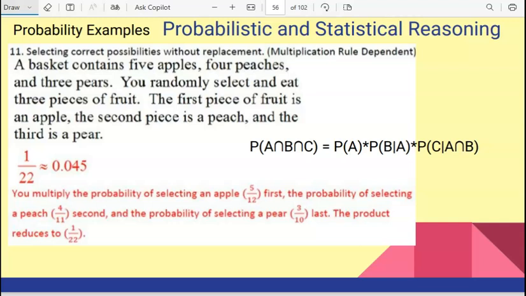A basket contains 5 apples, 4 peaches, and 3 pears. You randomly select to eat 3 pieces of fruit. The first piece of fruit is an apple, the second piece is a peach, and the third is a pear. What's the probability of getting this?